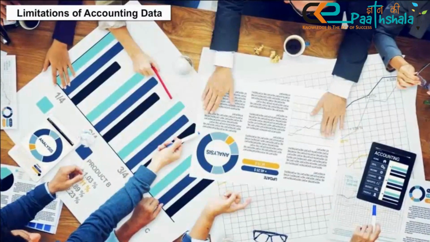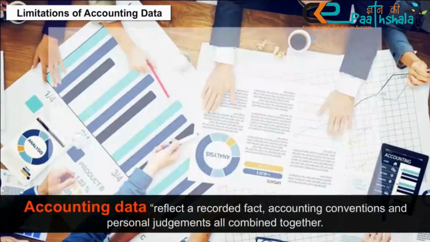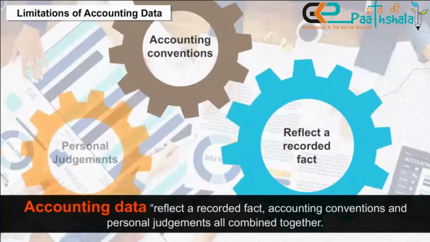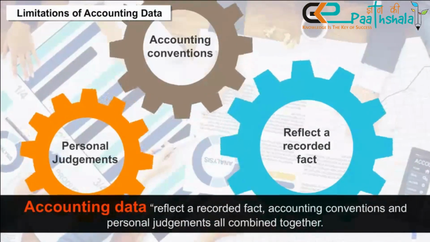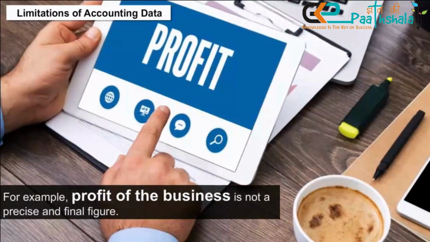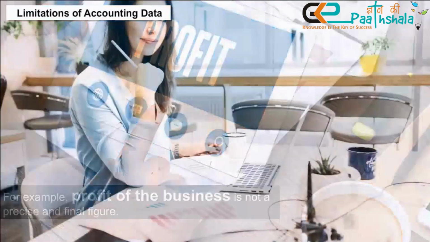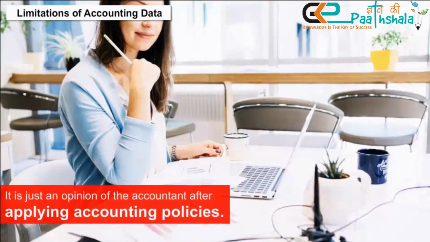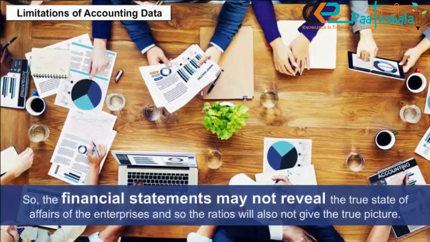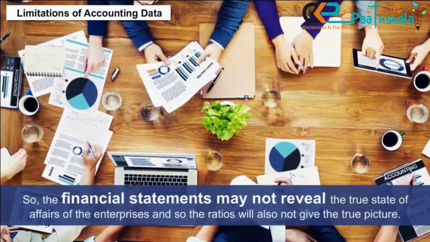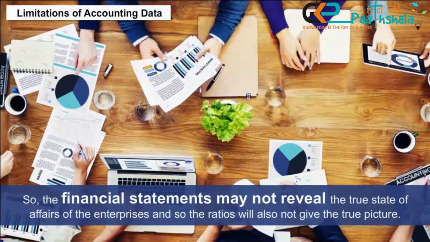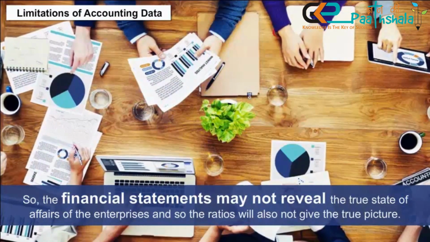Limitations of accounting data. Accounting data reflect a recorded fact, accounting conventions, and personal judgments all combined together. For example, profit of the business is not a precise and final figure. It is just an opinion of the accountant after applying accounting policies. So, the financial statements may not reveal the true state of affairs of the enterprise, and so the ratios will also not give the true picture.